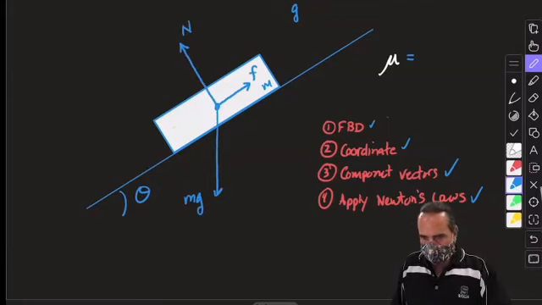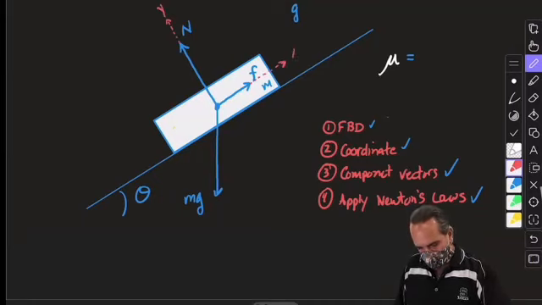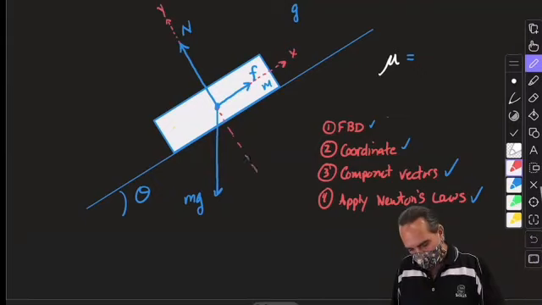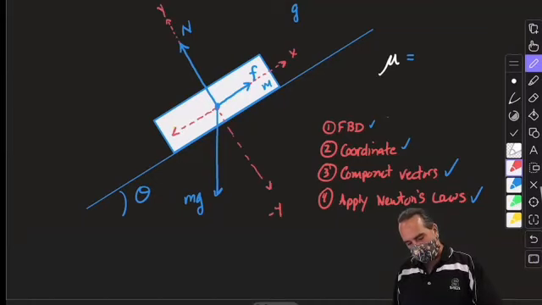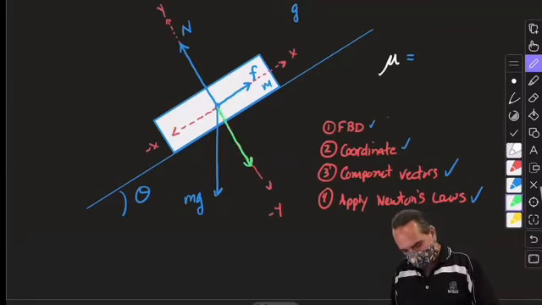So let's see, Anthony, what's a good coordinate system to use here? Well, I put the normal force as the y-axis and the friction as the x-axis, and then I took the components of the mg. Excellent. So let me just kind of draw that in. Great. So negative y, negative x. And you had the components of mg. So what are those two components? The vertical one is mg cosine theta, and the horizontal one is mg sine theta. Excellent.